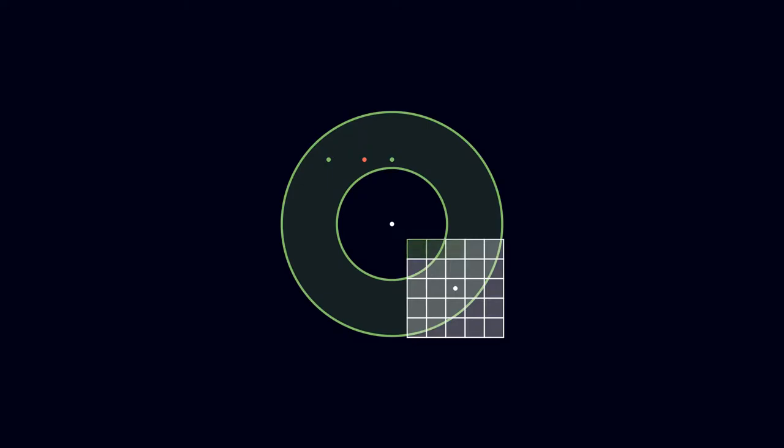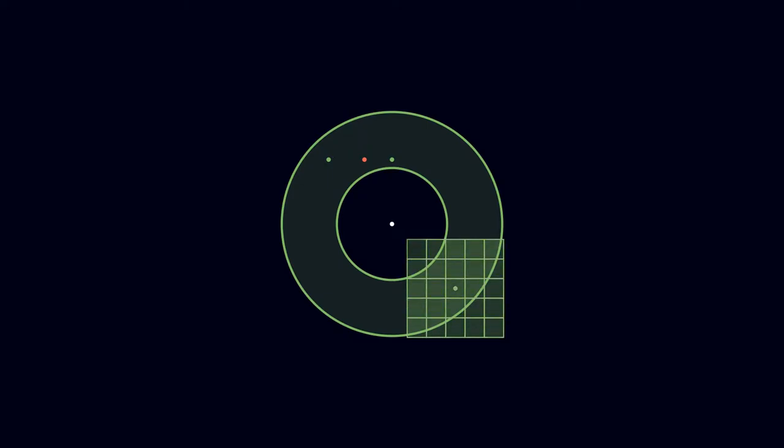Remember that we prepared a grid for our region. We are going to use it now. We only need to check the neighbor cells. If one of the neighbor cells in this 5x5 area includes a point, we need to discard our candidate.